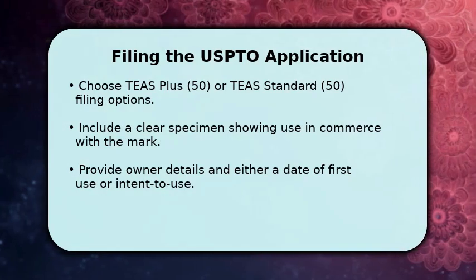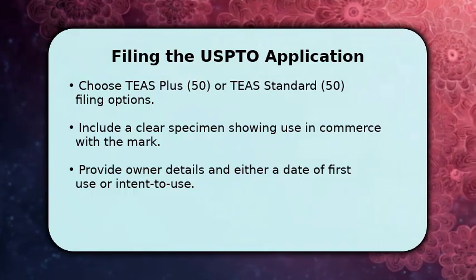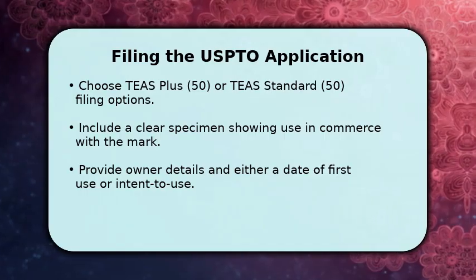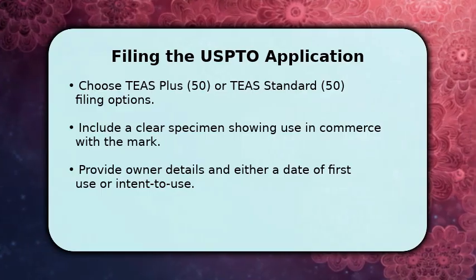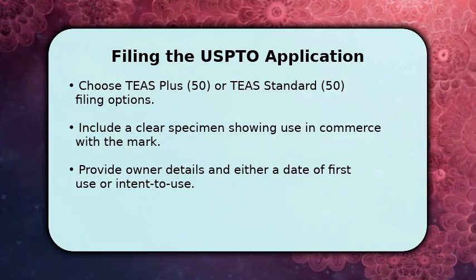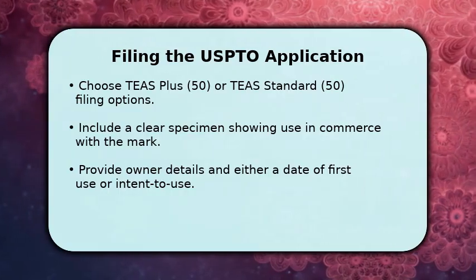When ready to file, pick TEAS Plus for stricter requirements or TEAS Standard for more flexibility. The fee is per class. Choose between filing a use-based application with a date of first use in commerce or an intent-to-use application that later submits a statement of use.